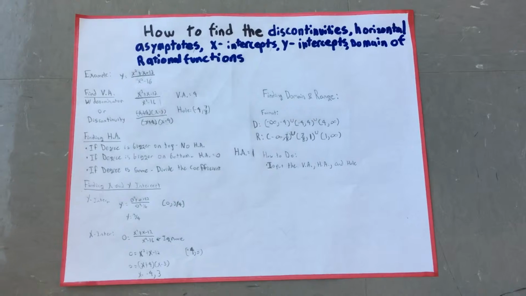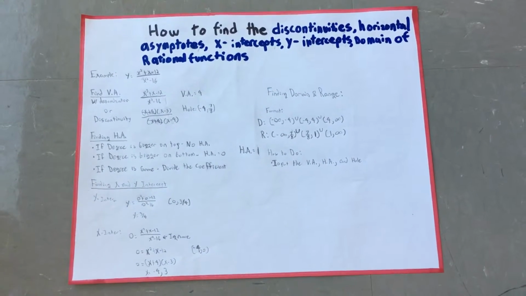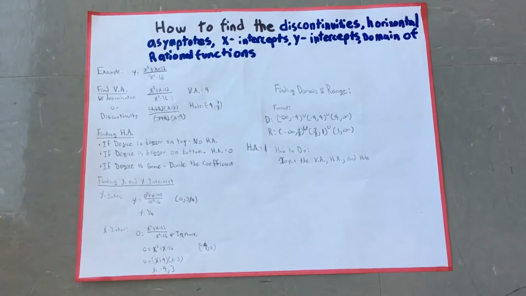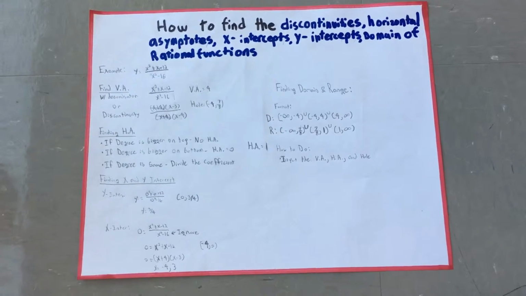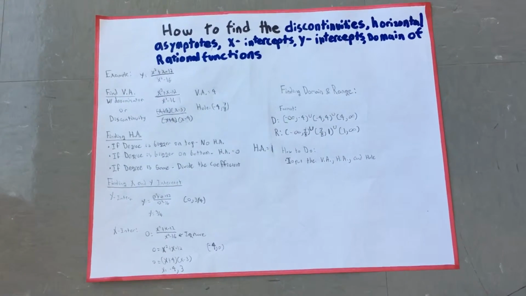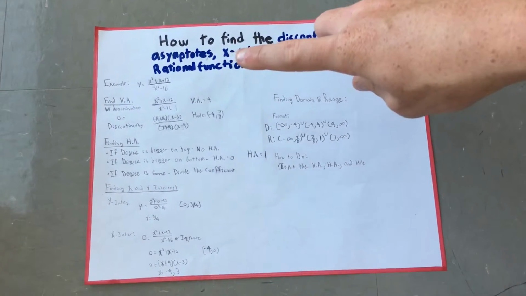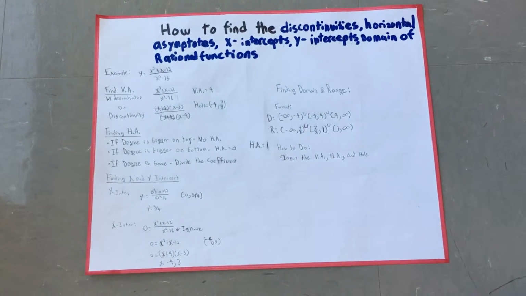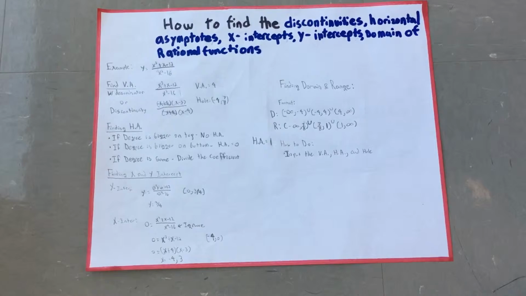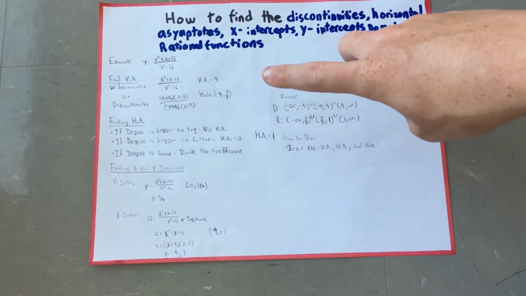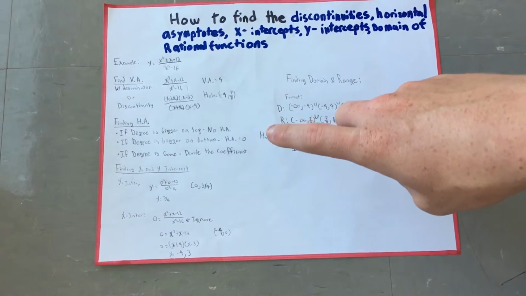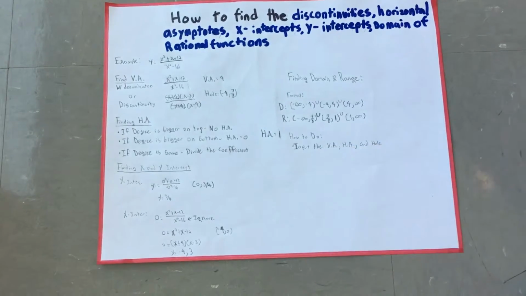How to find the discontinuities, horizontal asymptotes, x-intercepts, y-intercepts, domain of rational functions. Here's an example of how to find the vertical asymptote, how to find discontinuity, finding horizontal, finding x and y intercepts, and then finding domain and range.